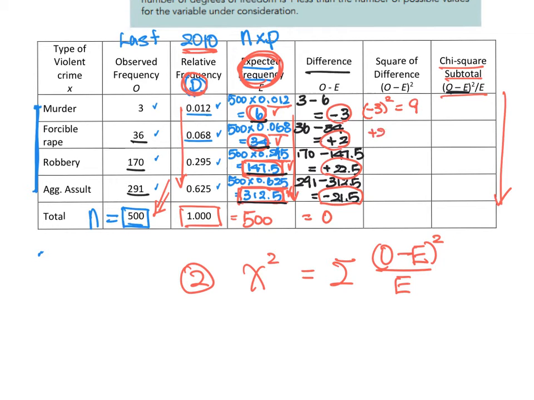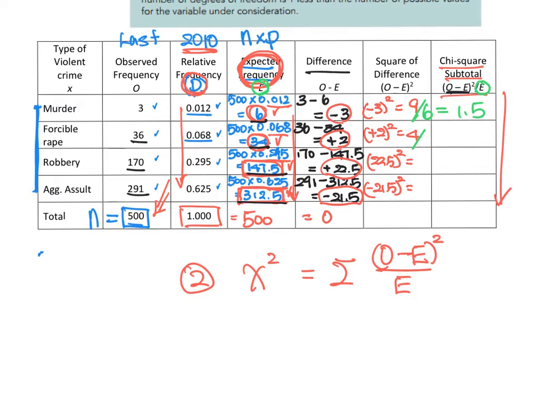And positive 2 squared will be 4. And 22.5 squared. And negative 21.5 squared. In this case, we can always take the positive squared value, then divide by E. So expected one, E, was 6. So 9 over 6 will be 1.5.